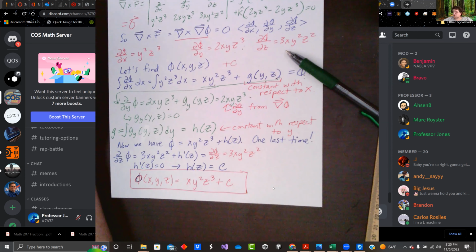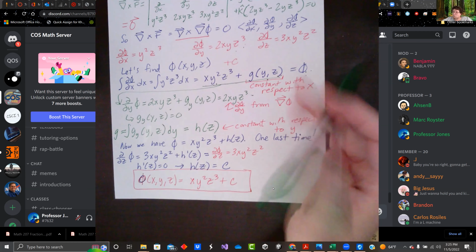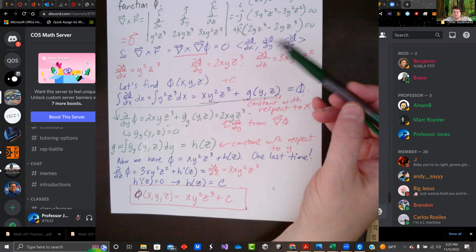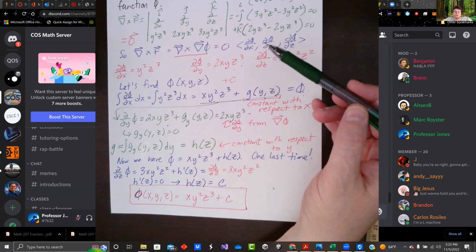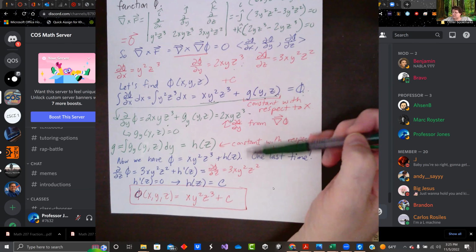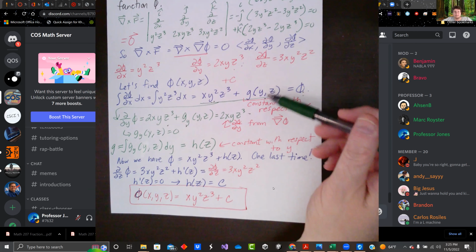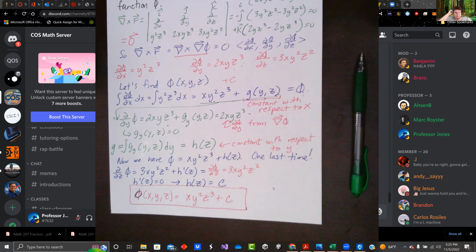Okay, so that's the big takeaway. When you are integrating to find the potential functions, when you integrate and you get the constant of integration, it still may not just be a constant. It may be a function of the other variables. So you've got to take this a little bit slower.